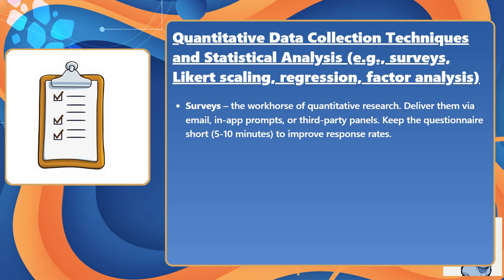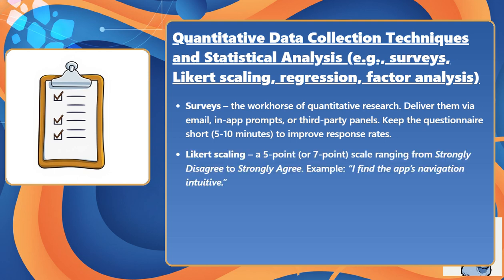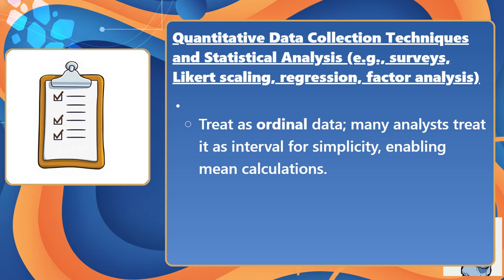Surveys: the workhorse of quantitative research. Deliver them via email, in app prompts, or third-party panels. Keep the questionnaire short, 5 to 10 minutes, to improve response rates. Likert scaling: a 5-point or 7-point scale ranging from strongly disagree to strongly agree. Example: I find the app's navigation intuitive. Treat as ordinal data. Many analysts treat it as interval for simplicity, enabling mean calculations.